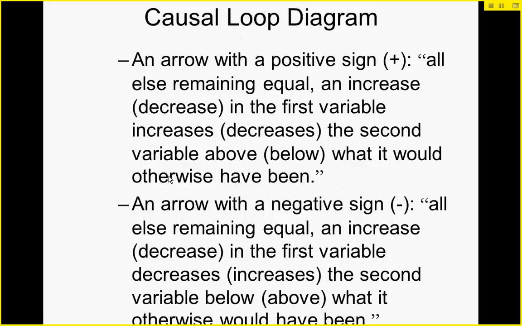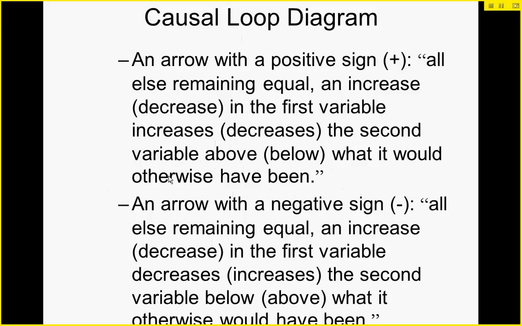if you increase A, it will tend to lead to a what in B, do you think? A decrease in B compared to what it otherwise would have been. Note that comment. It's not saying that if you increase A, B will necessarily go down over time. If it's a positive link and you increase A, it'll make B higher than it otherwise would have been. And if it's a negative link, lower than it otherwise would have been. So these are the rules governing two links.